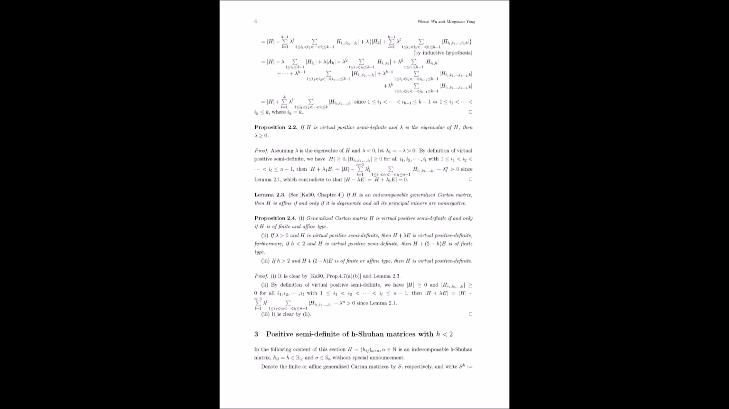Precisely. But this contradicts our initial assumption that lambda is a negative eigenvalue, because that would make the determinant of H plus lambda E equal to 0. So our initial assumption must be wrong, meaning all eigenvalues of H have to be non-negative. That's a really elegant way to prove it, using that assumption against itself to show why it can't be true.